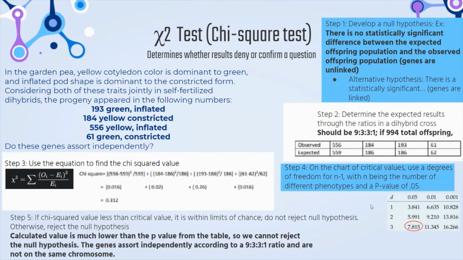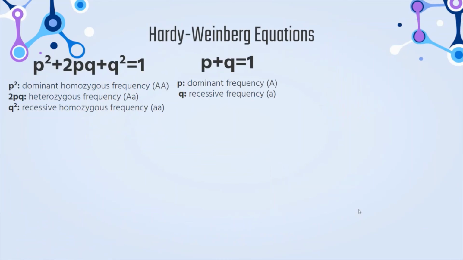If the chi-squared value that we previously found is less than the critical value, it is within the limits of chance, so we do not reject the null hypothesis. Otherwise, we will reject the null hypothesis. But in this question, since the calculated value is much lower than the critical value from the table, we cannot reject the null hypothesis. The genes will sort independently according to the 9 to 3 to 3 to 1 ratio and are not on the same chromosome. We can also use the chi-square test in Hardy-Weinberg equations.